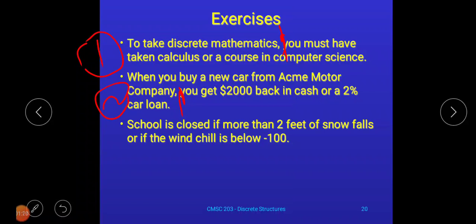You must have taken calculus or a course in computer science, right? And in the second example what they have mentioned: you get $2000 back in cash or 2% car loan. Now you just concentrate on this part only of both examples.